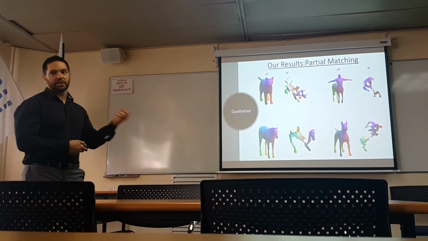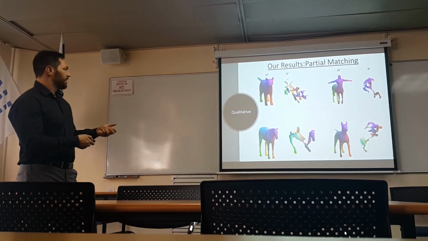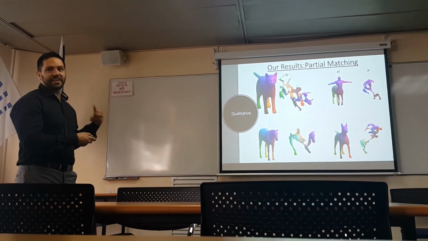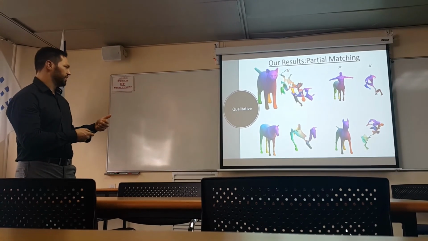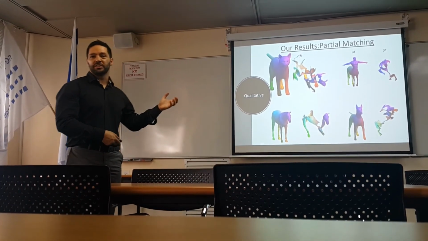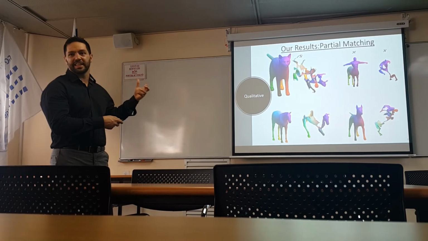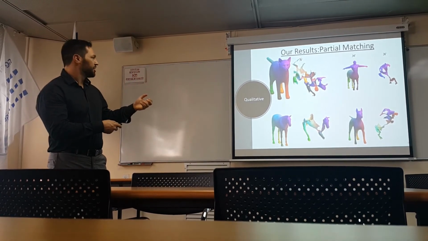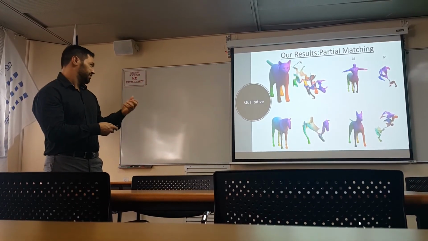So let's begin with our results on partial matching. Let's concentrate on the cats there in the upper corner. And I think that my friend here has told me that even humans wouldn't be able to say that this is a cat if they just saw the model. But as you can see, we matched it pretty well.